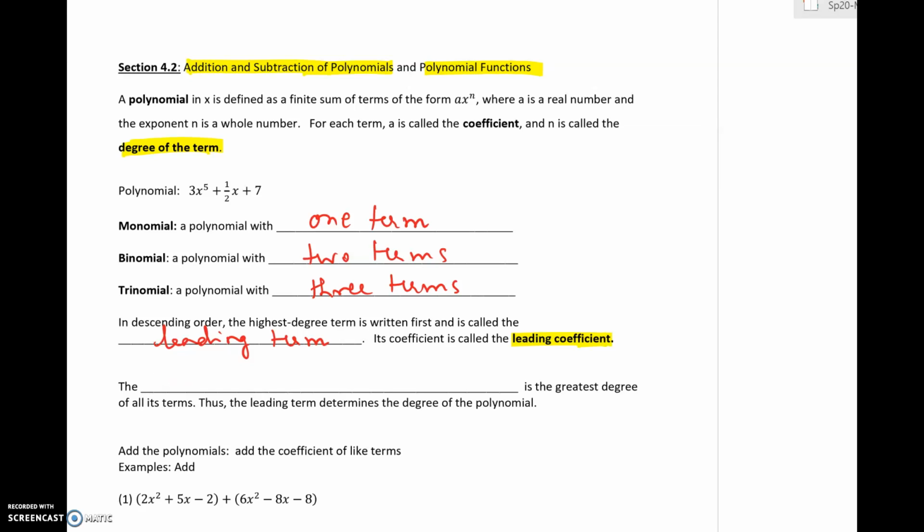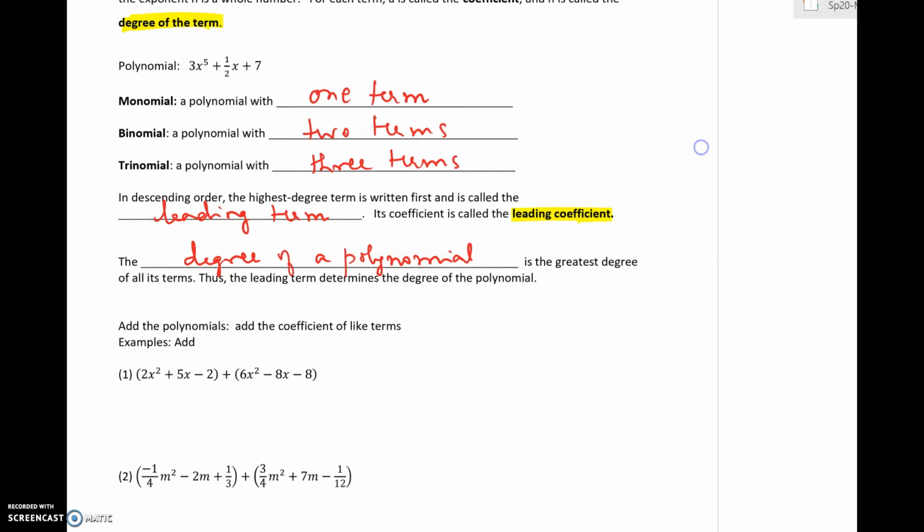The degree of a polynomial is the greatest degree of all its terms. Thus, the leading term determines the degree of the polynomial. Now, we are going to see some examples.